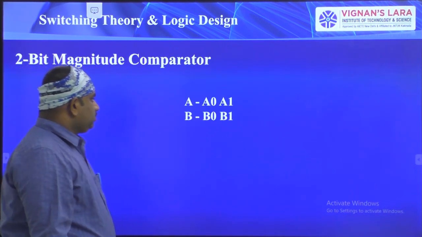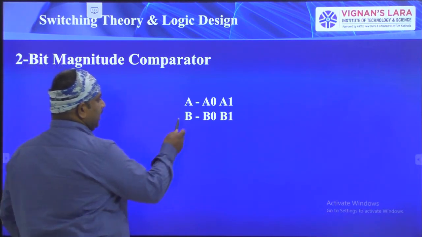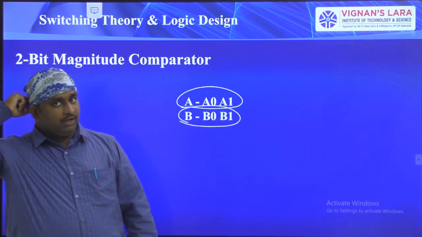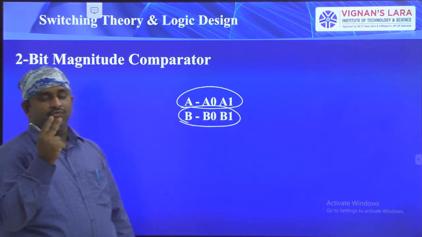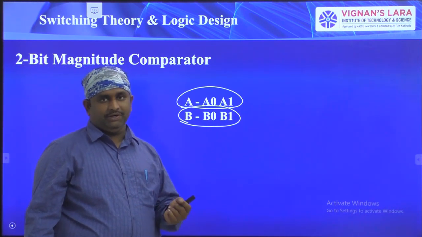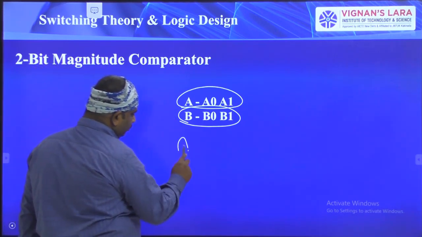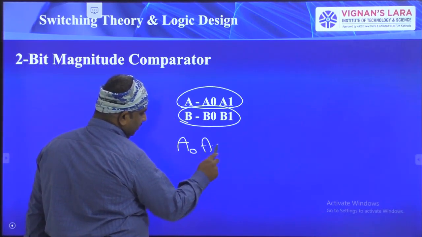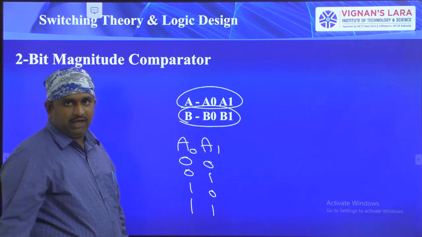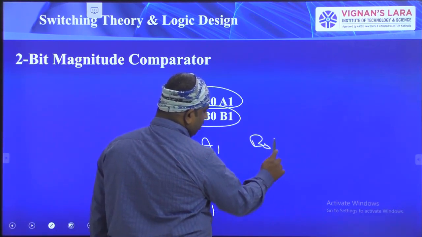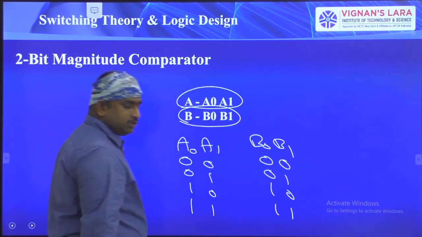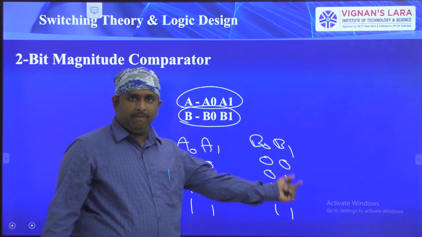See here, I am taking A is equal to A0 A1 and B is equal to B0 B1. That is, I am taking 2 bits for each input. I have 2 inputs, and each input consists of 2 bits. Now A is equal to A0 A1, that is I am taking 00, 01, 10, 11. So this is the A bit, and coming to the B bit, B0 B1, it has 00, 01, 10, 11. So these are the possible combinations of A, and these are the possible combinations of B.